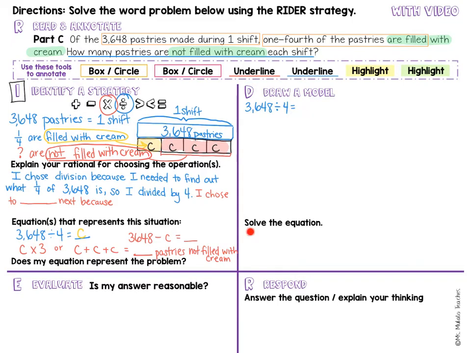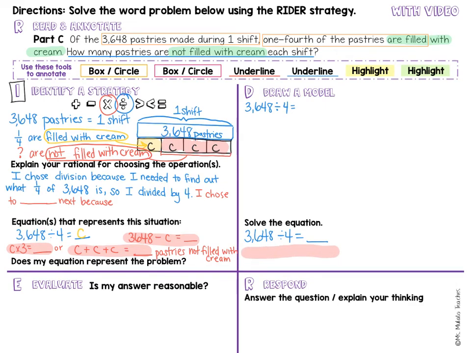Now it's time to solve the equation. We're going to use our equations that we wrote down to represent the situation over here. We have 3,648 divided by 4 equals, and then you need to put your answer that you found up here as your answer here. You may not leave a blank there. Then we're going to write the equation for whichever strategy you used over here, which are highlighted in red for your convenience. You can write below, on the line below, our division problem.